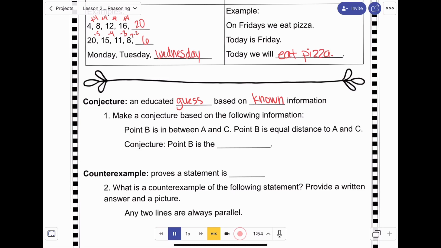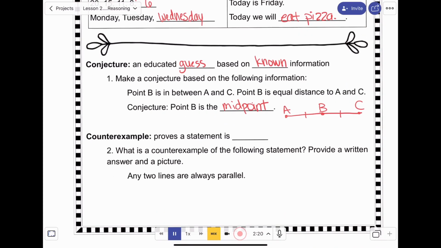Most of the time you'll want to draw a picture. So it says B is between A and C. And it said point B is equal distance from A and to C. So that means from A to B and from B to C it should be the same. So our conjecture here, if it's equal distance, we can assume that point B is going to be the midpoint.